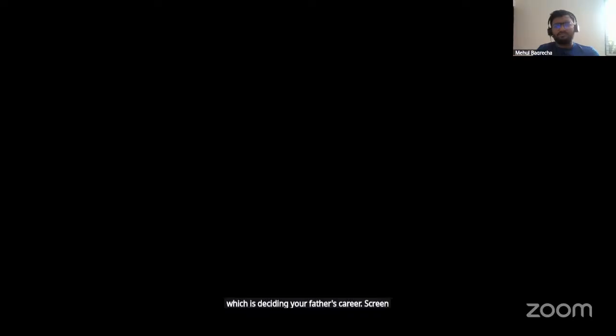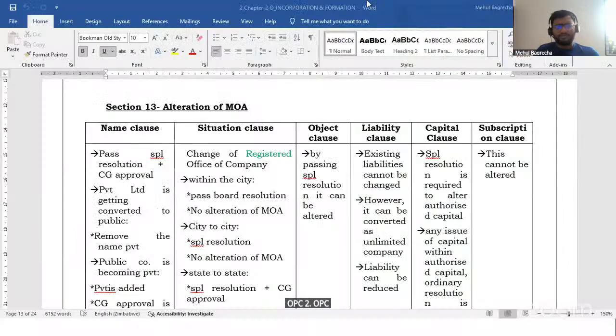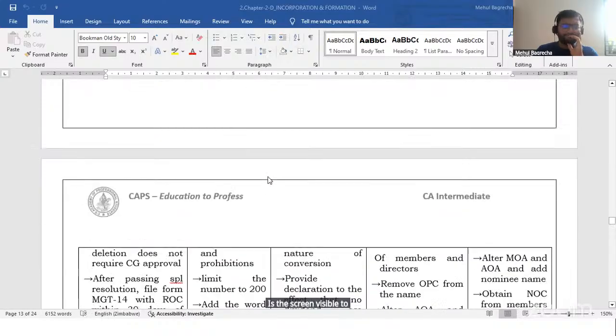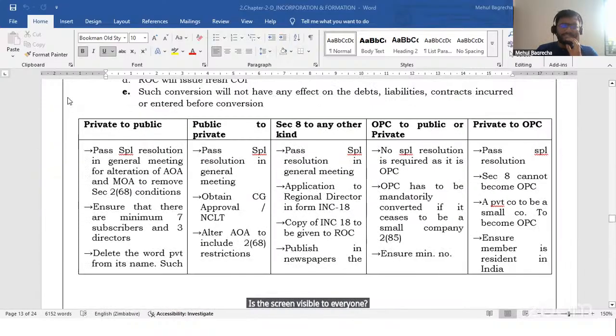Is the screen visible to everyone now? OPC to public, I'll come to it. Whether OPC to public is possible or not, let's see that. Is the screen visible to everyone? Yes, sir. Perfect. Let's take the first one.